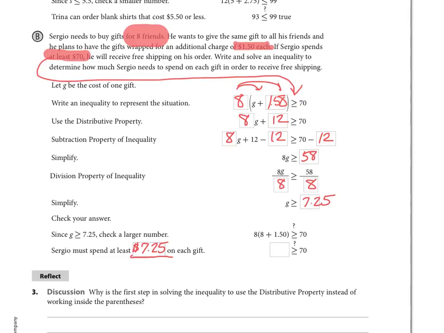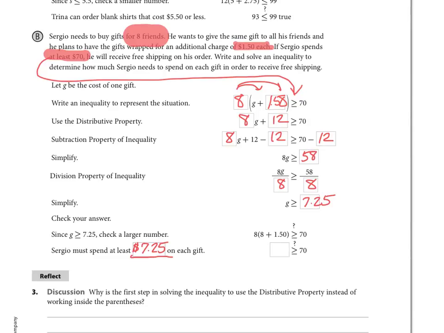Now, what does that mean? If I want to get free shipping, the gifts I buy have to cost me at least $7.25. If they don't, then that means I'm not going to get free shipping. Okay?